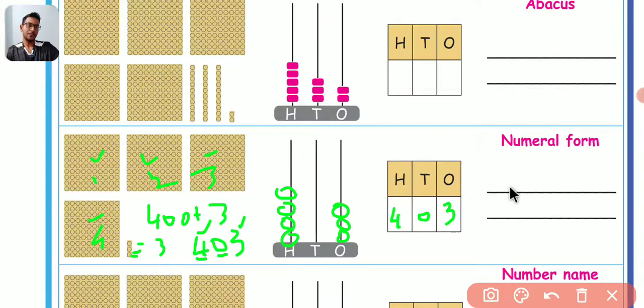Here you have to write 403. F-O-U-R 4, then 100, H-U-N-D-R-E-D 100, and A-N-D, and 3, T-H-R-E-E. Here you have to write the number name.